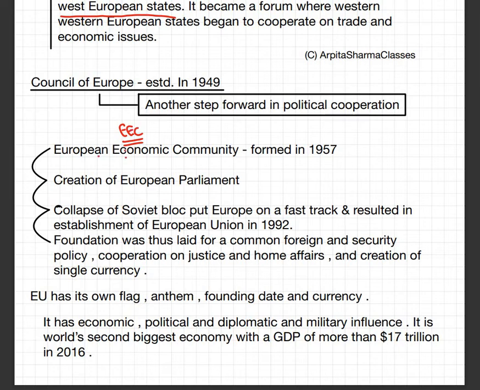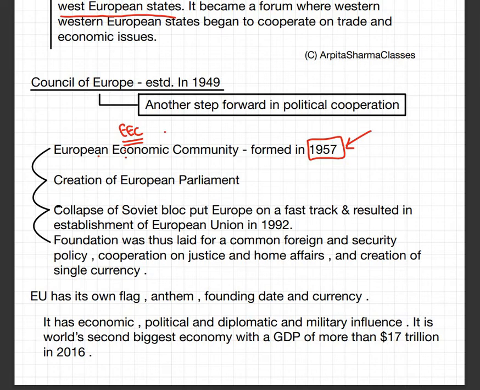And then in 1957 we had the European Economic Community. Now we have studied about the EEC a lot of times in The Hindu newspaper or the Indian Express newspaper. We have read many times that there are meetings conducted in the European Economic Community, which was formed in 1957. Again, that is very important.